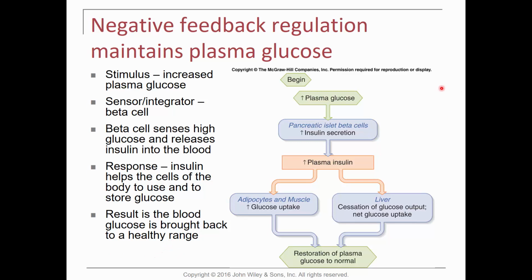And you see the same thing in this flow chart. The stimulus is an increase in plasma glucose. The beta cells respond by secreting insulin. Insulin goes up in the blood. It tells your fat cells and muscle to take up glucose and use it. It tells your liver to not make glucose and to store that glucose as glycogen and fat. And if you're using and storing the glucose, then your blood glucose level goes back to healthy levels.